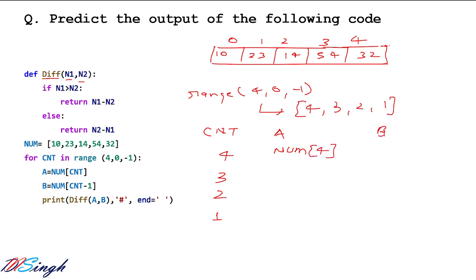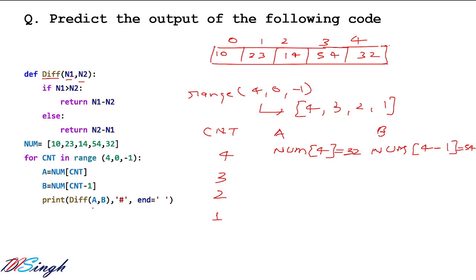And what is the b value? That is num of CNT minus 1. So that is 4 minus 1. So what is the value num of 4? Num of 4 is 32, and num of 4 minus 1, that is 3, that is what? 54. So that is called a.